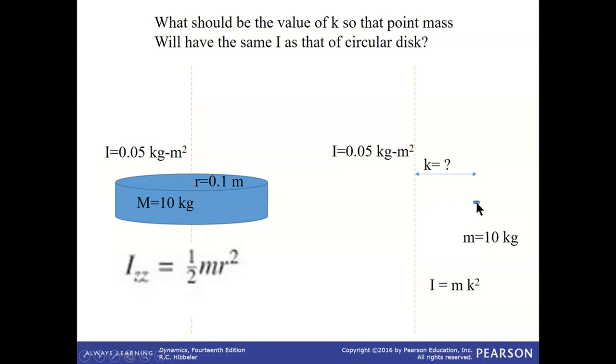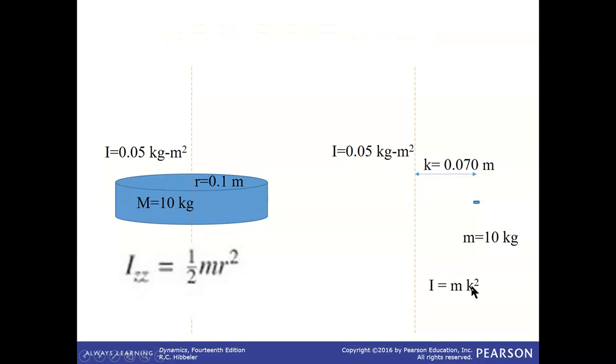Now, what is the moment of inertia of this point mass? It's mk square. So in this equation, you substitute I equal to 0.05, m equal to 10 kilogram, and calculate the value of k, and that number is 0.07 meters, and that is the radius of gyration. It's very useful because for any, let's say, dynamics problem, if you know the mass of the body and its radius of gyration, it's very easy to calculate the moment of inertia.